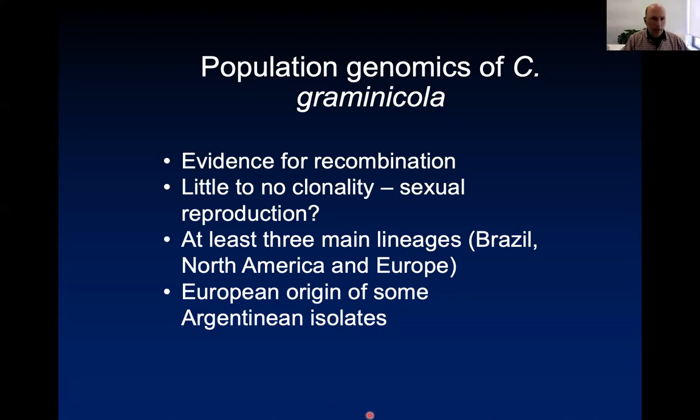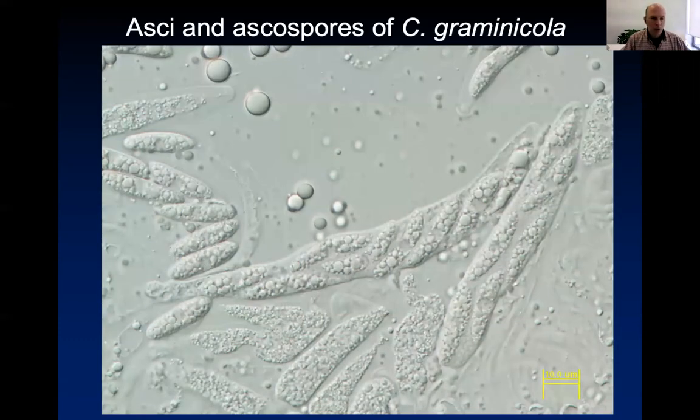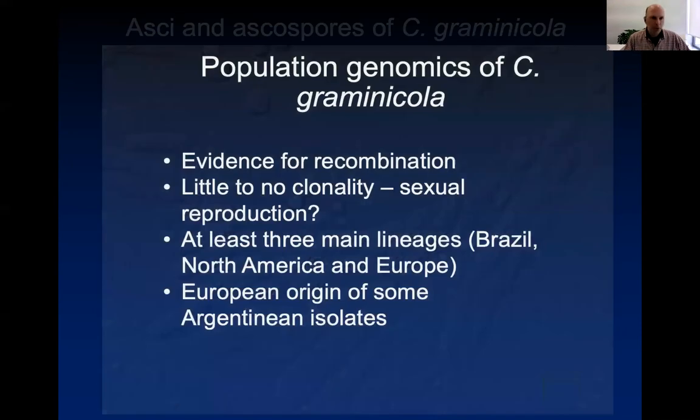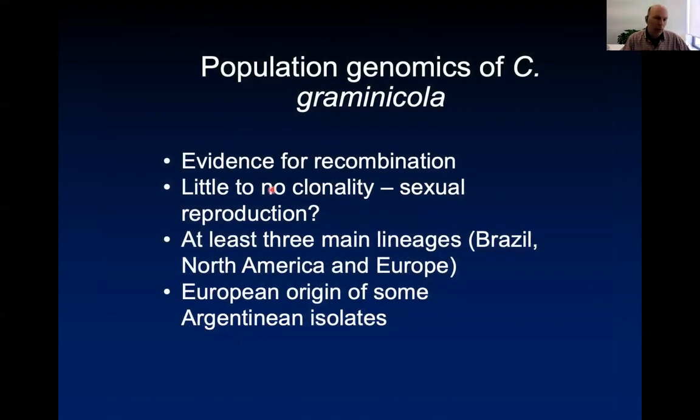So on the question, I just want to show this picture, which was taken by Serenella Sukno some time ago. She was able to cross 2 isolates of Colletotrichum graminicola and produce asci and ascospores, the sexual reproduction structures. So it is possible to have sexual reproduction in this species. So perhaps there is a lot of sexual reproduction going on in the populations that we didn't know about before.